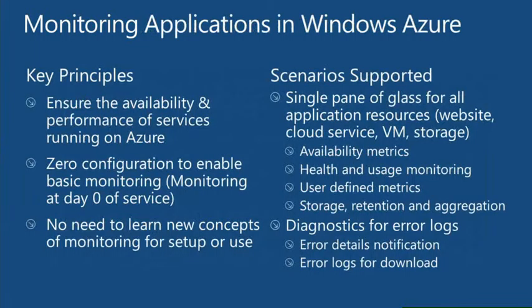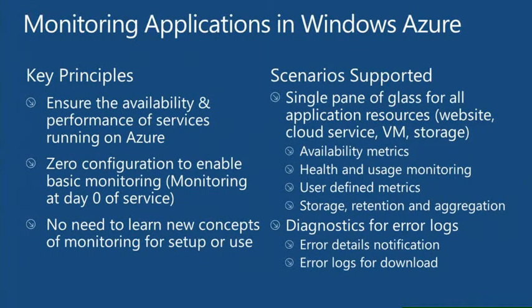So in terms of the key principles we're using for monitoring your applications on Windows Azure, the first key principle is we want to ensure availability and performance of all of your services running on Windows Azure. We want to provide that data to you through the APIs and the UIs that we provide. We want zero configuration to enable monitoring out of the box, which means you deploy your application day 0, and you have basic metrics working for you out of the box. The third thing is you need not learn new concepts when you're either configuring or using monitoring.